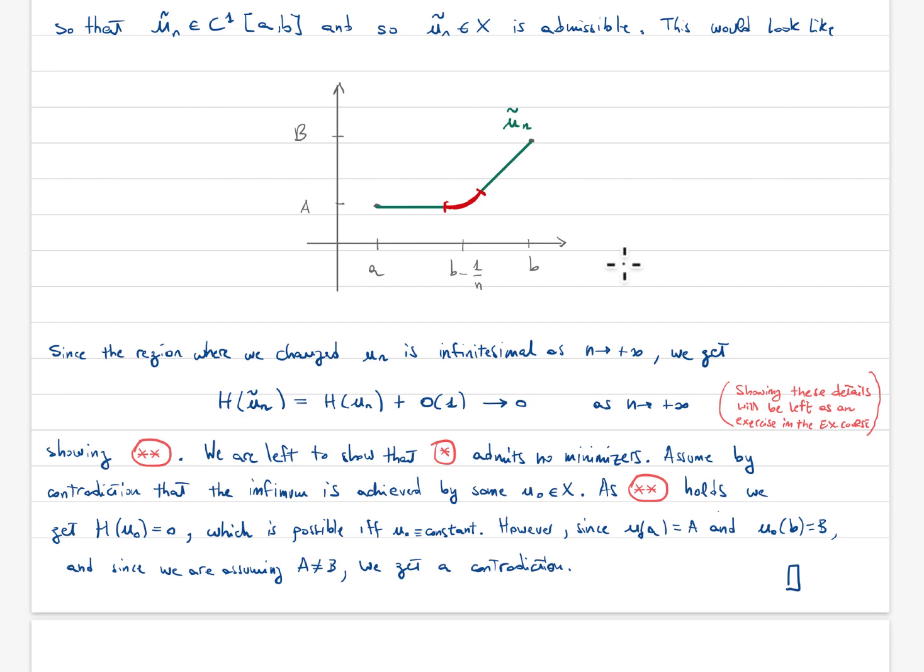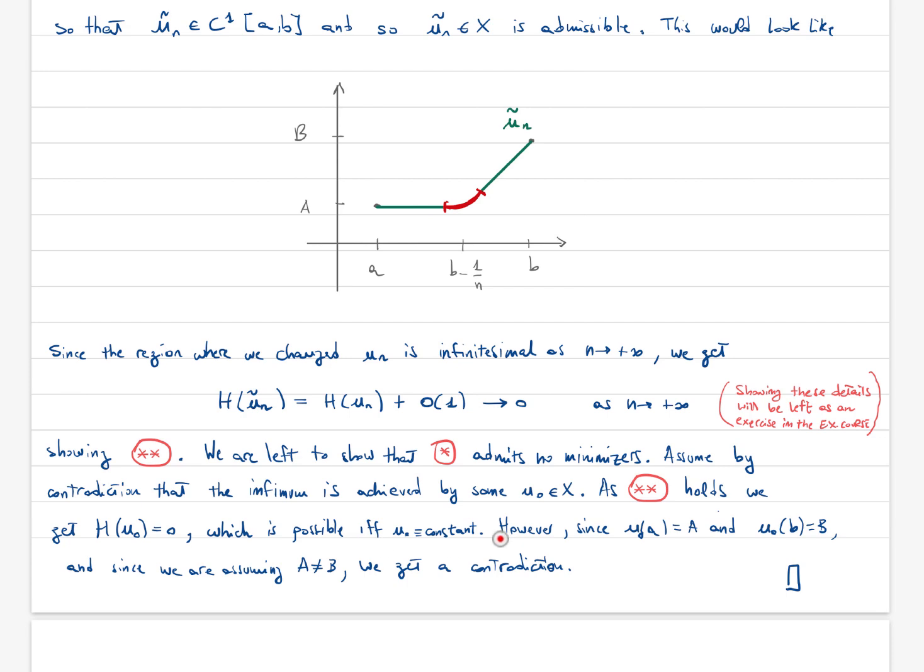Okay, so this shows that the infimum is 0, and the fact that the minimum cannot be 0 is, at this point, obvious. If the minimum was 0, then there would exist some u0 in X such that the energy is equal to 0. And by definition of the energy, this is possible if and only if u0 is constant. This is by definition of H, if you look at the definition.